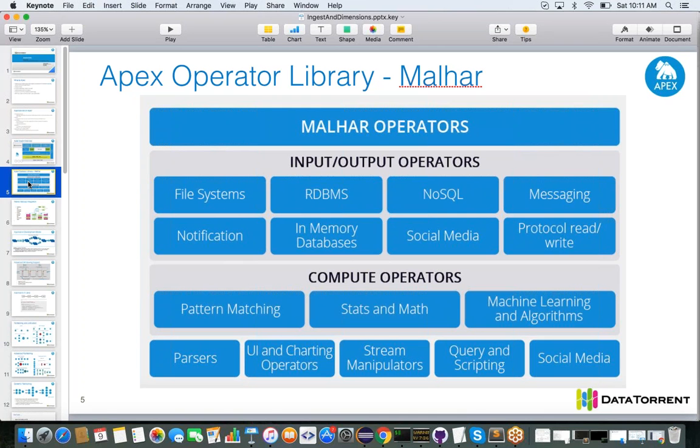On the messaging side, most of the JMS backed ones are supported. And on the compute side, there is a tight integration with Samoa, which is a machine learning library. And there are stat and math operators for usual statistical functions, mean, mode, variance, regression, etc. And pattern matching, most of pattern matching algorithms are supported as well.